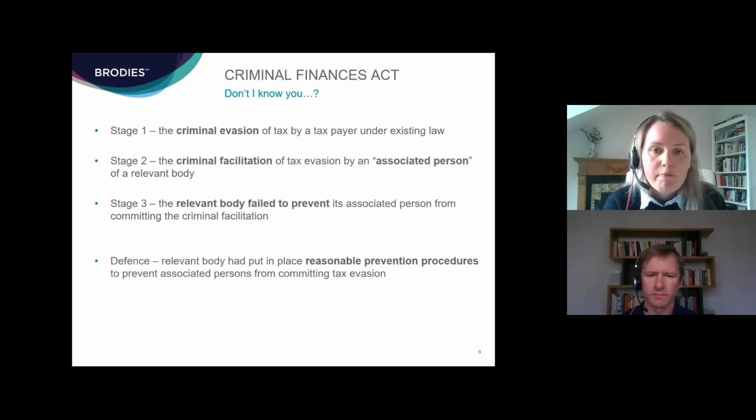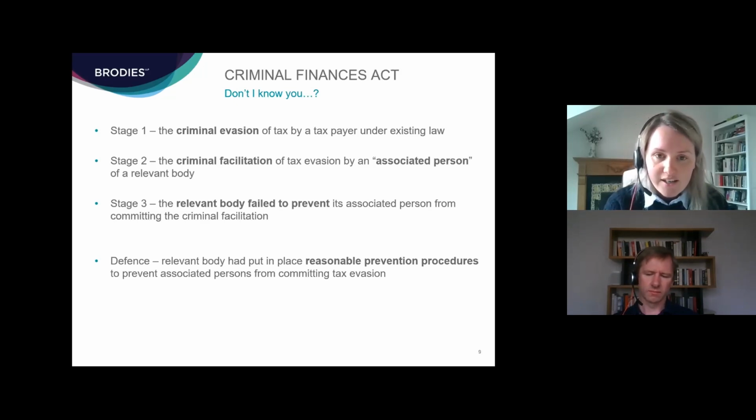And where Paul was speaking earlier about a primary offence and a secondary offence, stage 1 is essentially that primary offence. There's an offence by a taxpayer who has evaded a responsibility to pay tax under existing law. And stages 2 and 3, that's the secondary offence. So that's the offence that a relevant body can be prosecuted for. And what we see here is that there needs to be an underlying or predicate offence at stage 1 in order for a relevant body to be prosecuted for an offence at stages 2 and 3.